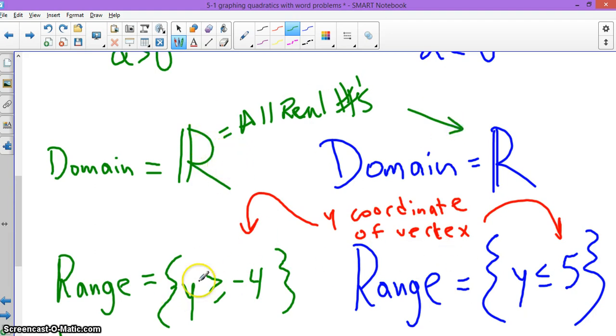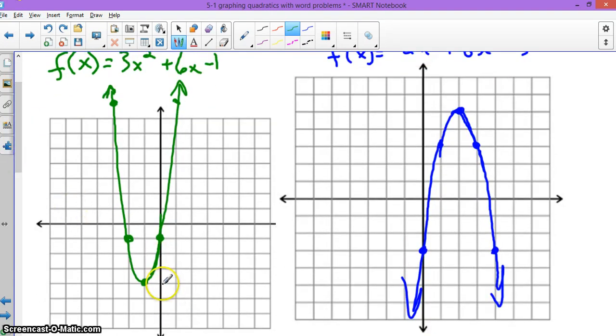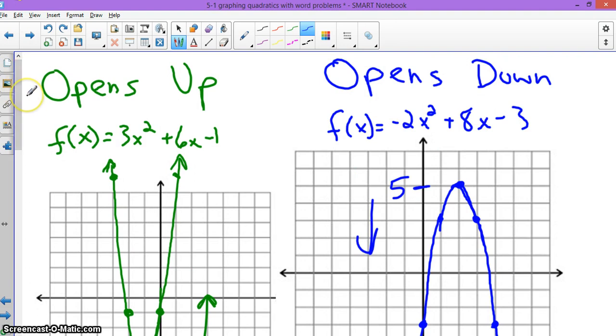Now the range, how in the world did we get this? The domain is where the x's can be, the range is where the y's can be, and then the y's can be, well, for this one, y is -4 and up. That's where the y's are, forever and ever. Okay? For this one, it happens to be at 5 and down, forever and ever. So what's that tell us about the range?